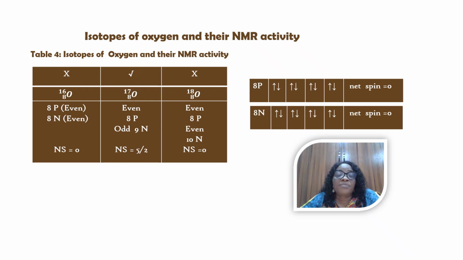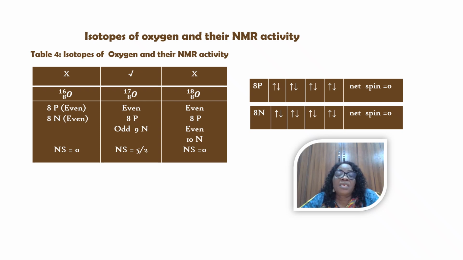We have oxygen 17. It has an even 8 proton and an odd 9 neutron, and the even 8 protons will cancel out, while the odd 9 neutron, 8 of it will cancel out. It will be left with 1 neutron, which will determine its nuclear activity. So the nuclear spin is 5/2. Oxygen 17 is good for NMR and magnetic resonance imaging, giving the symbol of good, showing that it is NMR active.